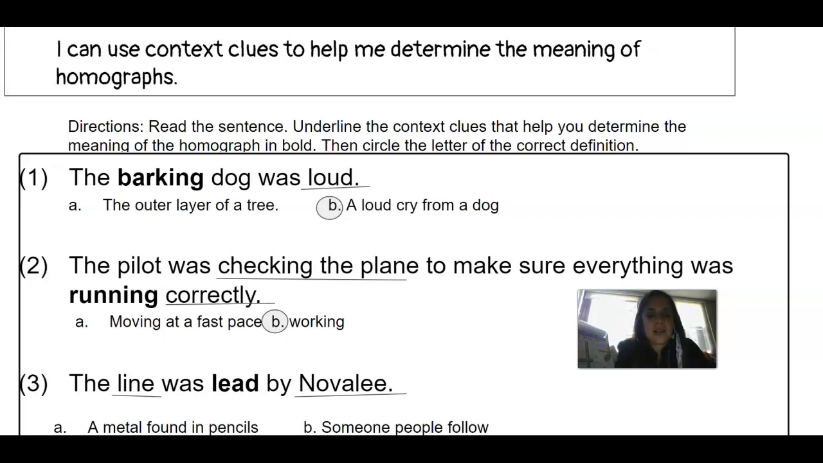The line was... I have to think about this. The line was directed by Nova Lee. And what definition matches? Someone people follow. We just met our purpose. I can use context clues to help me determine the meaning of homographs.